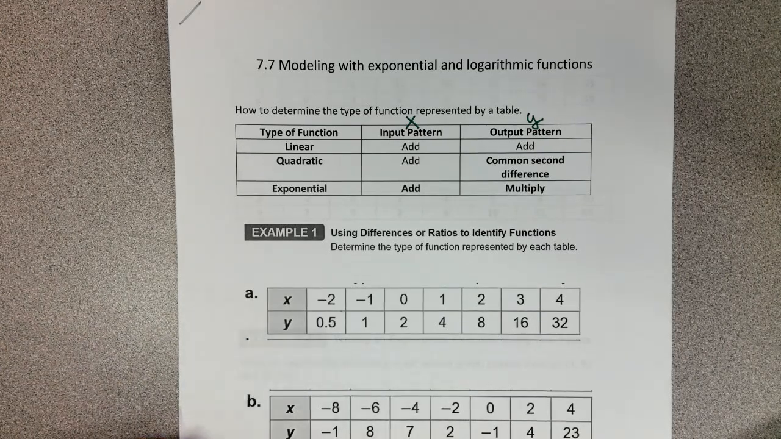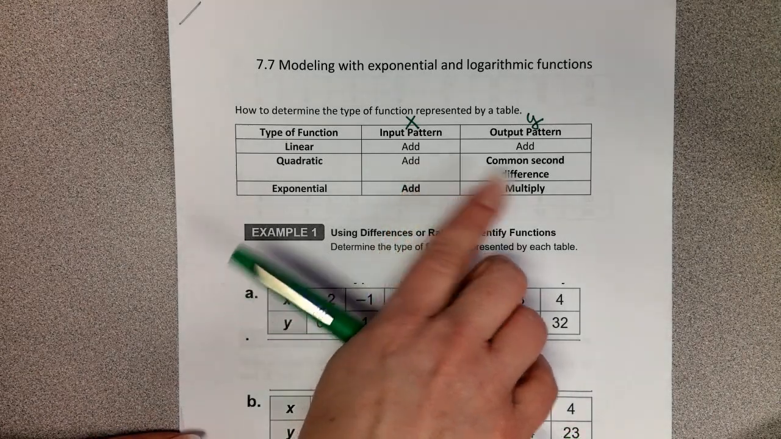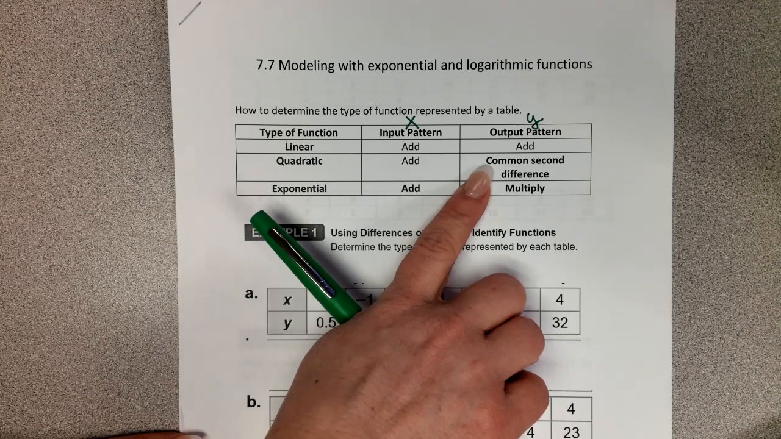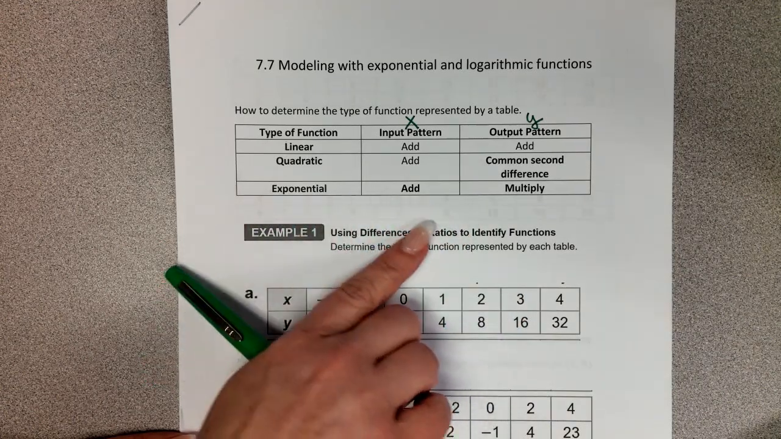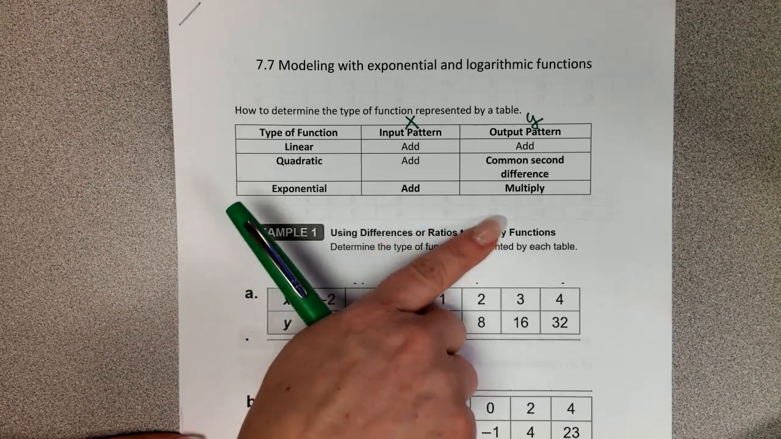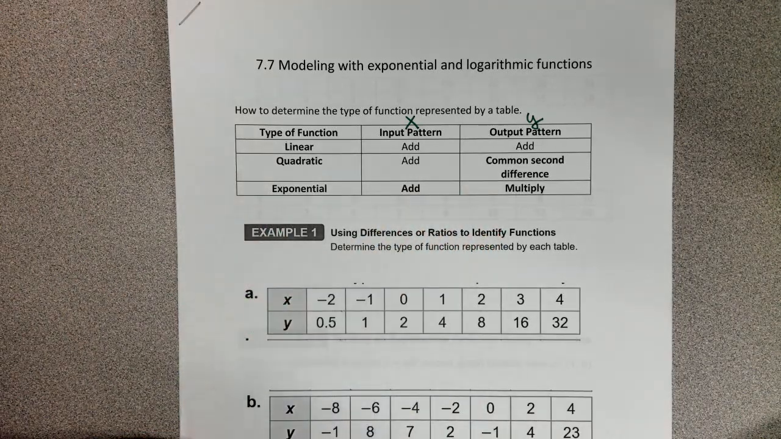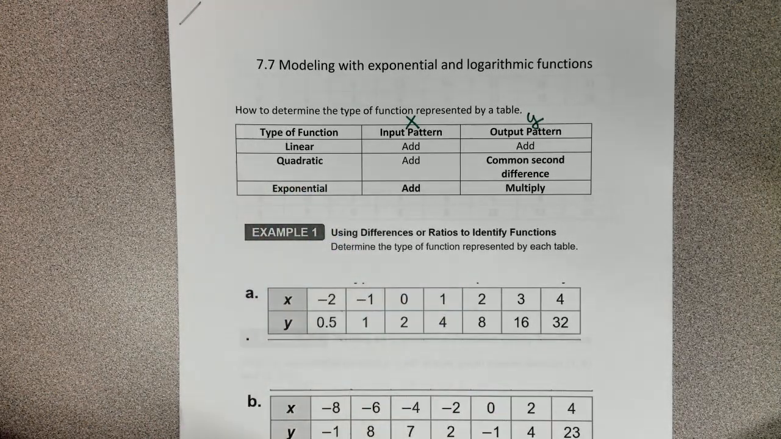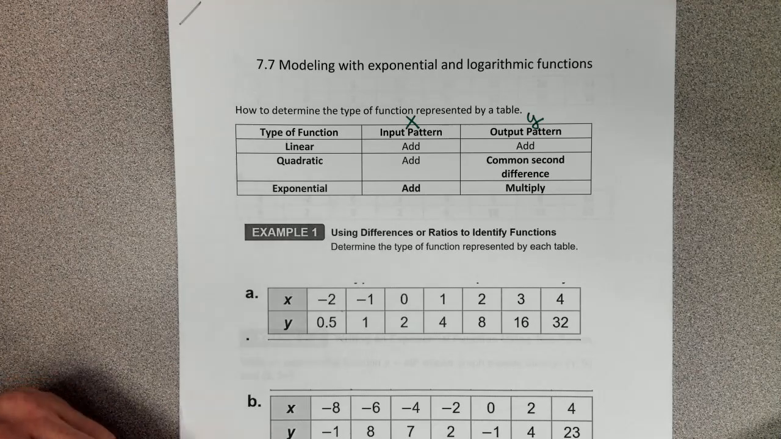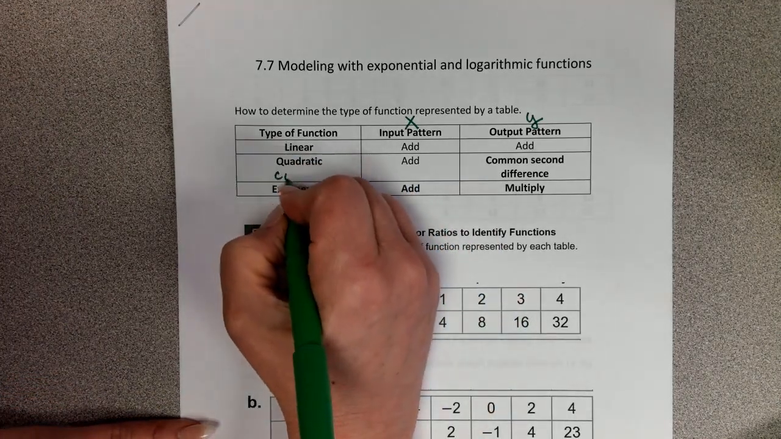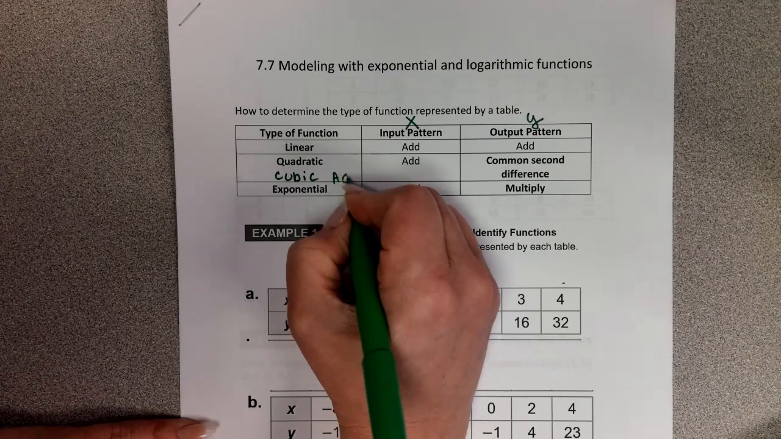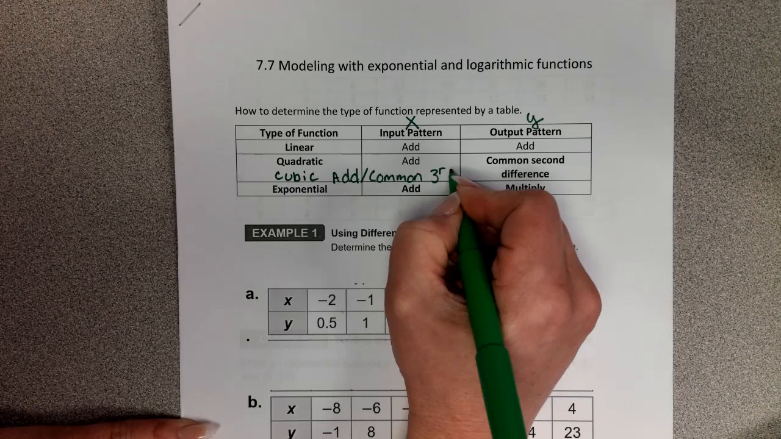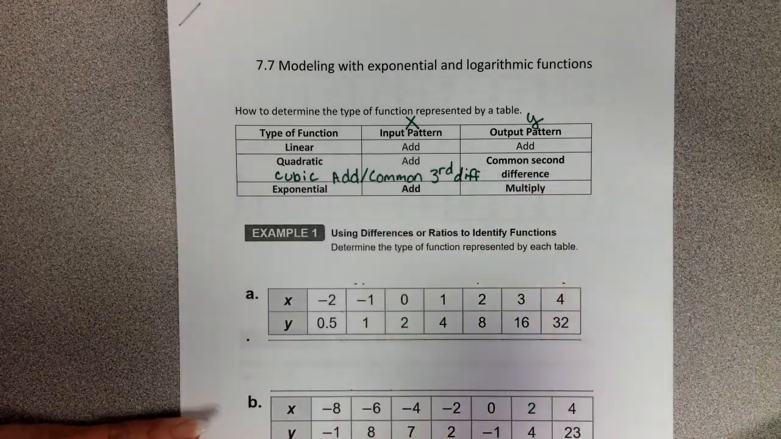But quadratic will have addition in the input, and then if it does have addition in the input, it'll have a common second difference. We'll look and see what that is. If it's exponential, again, if there's addition in the input, then there'll be multiplication in the output. I do want to add cubic here. So all of your power functions, quadratic is a power function, cubic, quartic, all of those will have a common difference. And if it's cubic, it'll have addition and then it'll have a common third difference, all right? And so on and so forth. So I want to add that in there.